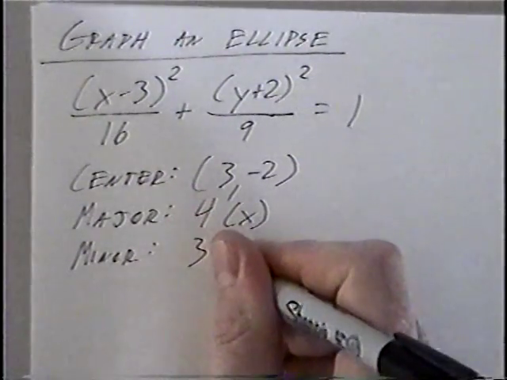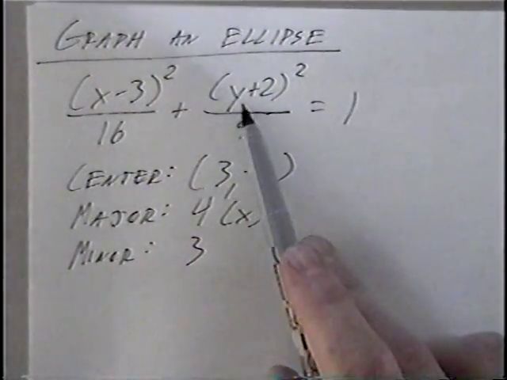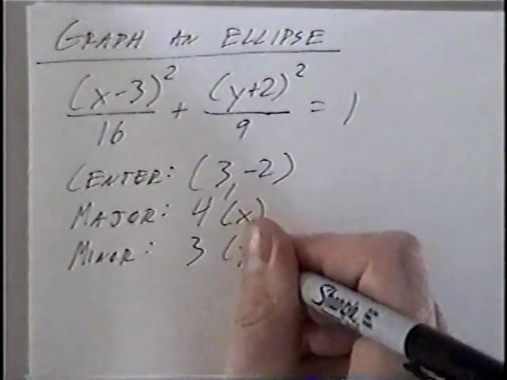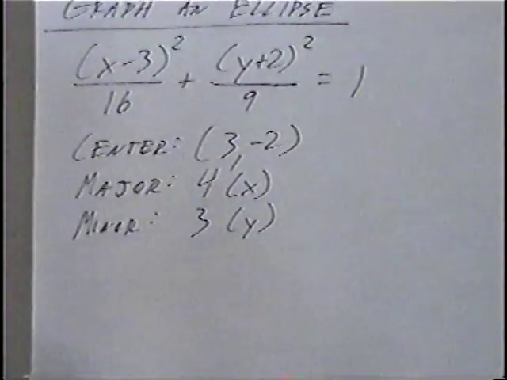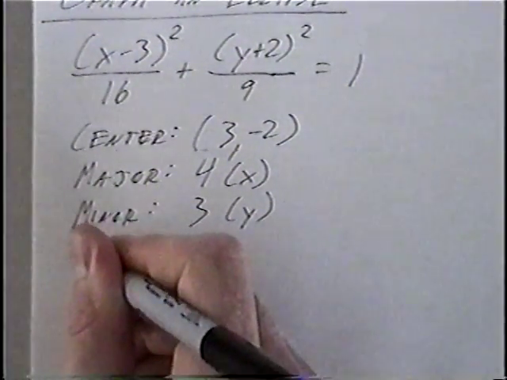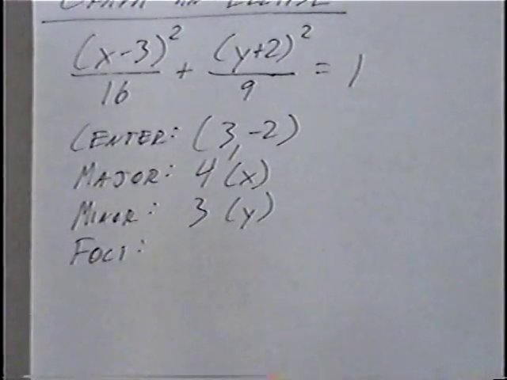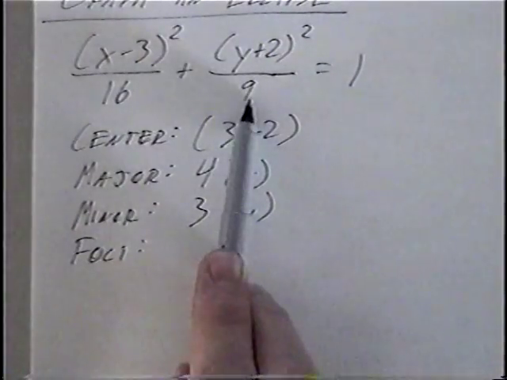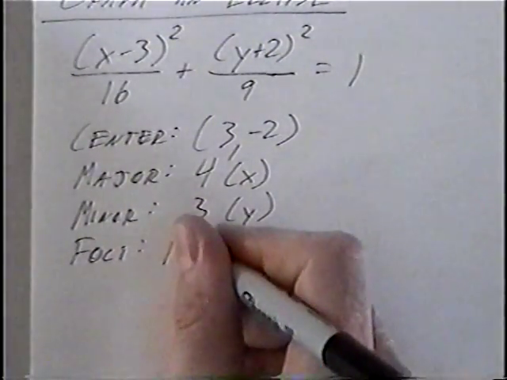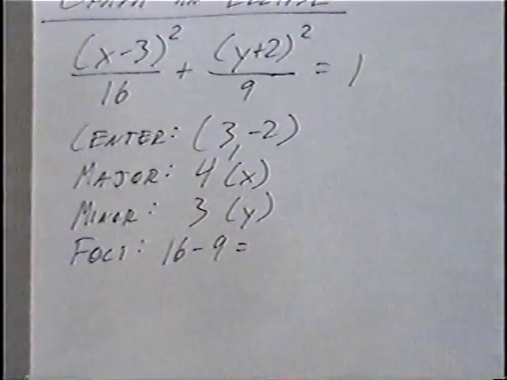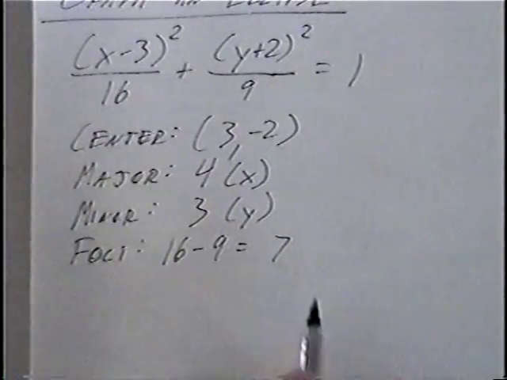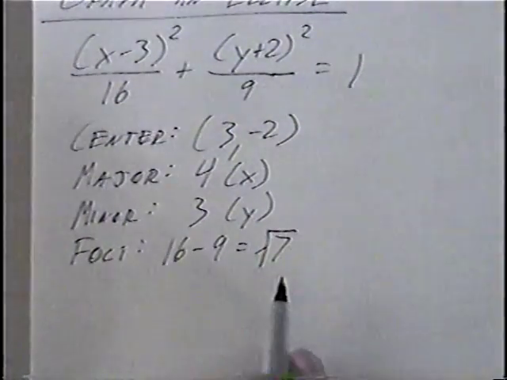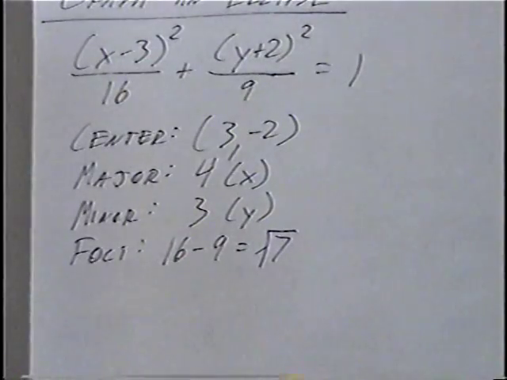The square root would be 3, and since the 9 is underneath the y, we'll put a y next to it, so this will be 3 units in the y direction. And last part for the foci. The equation is a squared minus b squared equals c squared, where a squared and b squared are the two numbers underneath the fraction. So 16 minus 9 would be 7. That's equal to c squared though, so the foci distance would be the square root of that, or square root of 7.